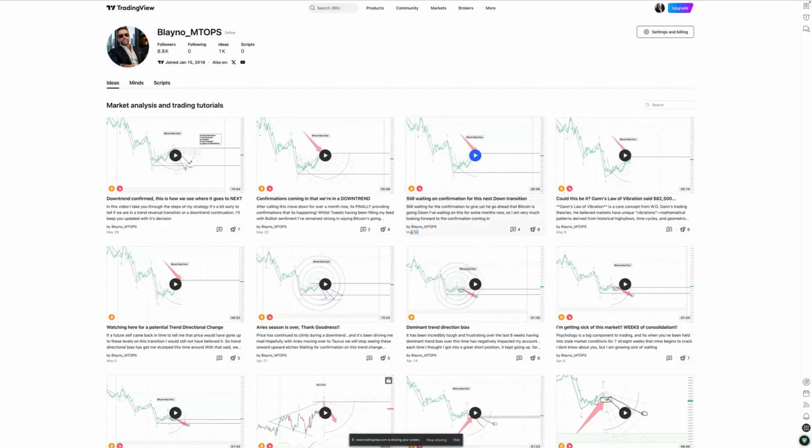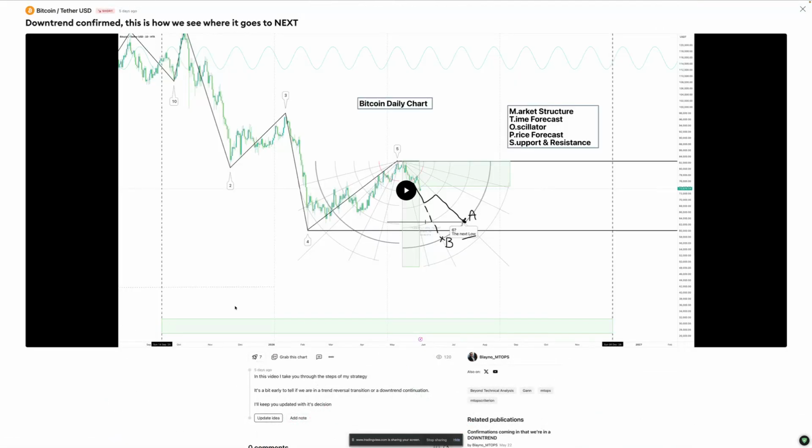14th of May, still waiting patiently for this downtrend transition that I saw coming weeks ahead, but it was just taking its sweet time. And then the 22nd of May, we got the confirmations coming in that we were in a downtrend finally. And then on the 29th of May, we confirmed the downtrend, and then we were going to say what was going to happen next.